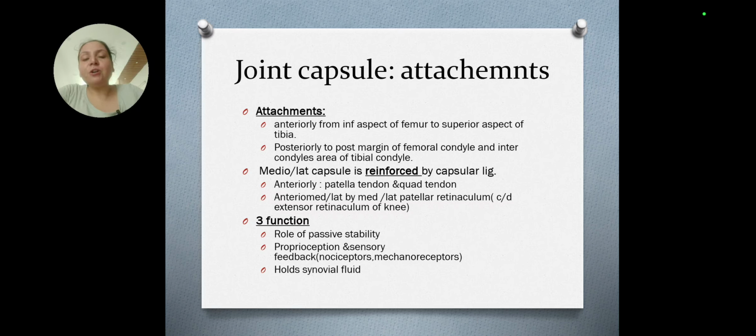Fine, so the function of this joint capsule is: one, it holds the synovial fluid. Second, proprioceptors, nociceptors and mechanoreceptors are there. So it gives you pain sensation and joint position sense. And of course, this joint capsule is stretched when there is an extension, so it gives a passive kind of stability to the joint.